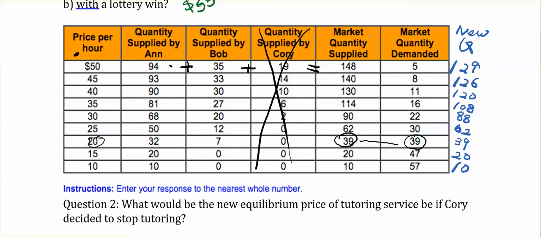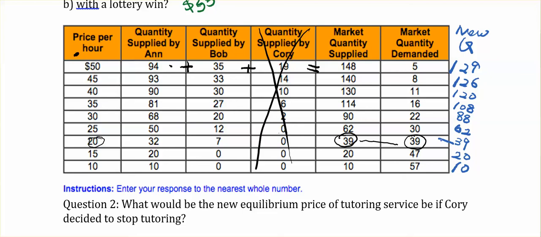Now we look at the market quantity demanded column against the new quantity supplied column. Again, you look for which row has the same number. The first row definitely not, 5 and 129. Then 8 and 126, no. 11 and 120, no. When we reach the seventh row, we find the market demand equals the new market supply, because both of them are 39. So 39 is the equilibrium quantity.